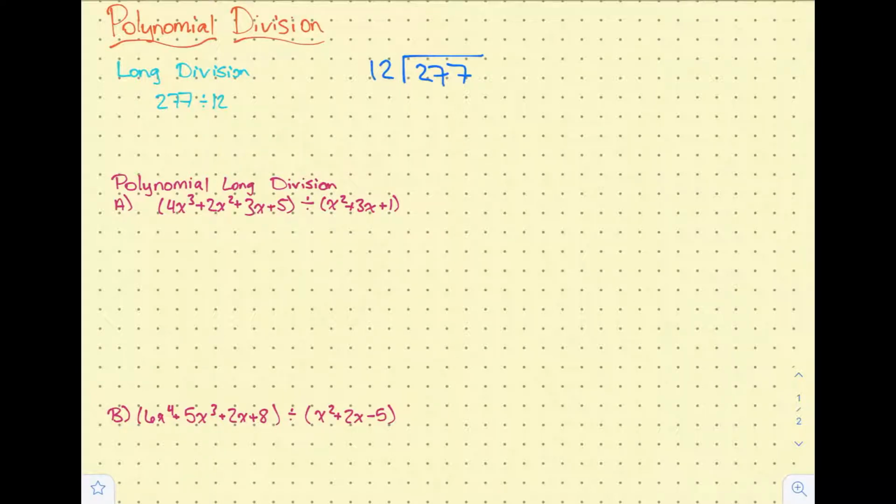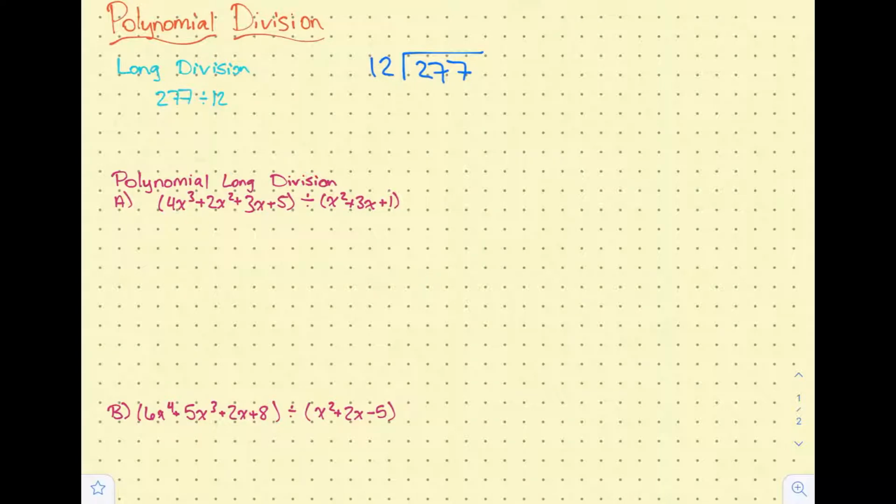And then as we go, we're just trying to make 12 multiply into our first term or our first collection of terms, subtract the difference, and repeat. So we check how many times does 12 go into 2. Since 12 doesn't go into 2, we move on to our next term. How many times does 12 go into 27? 12 goes into 27 twice.